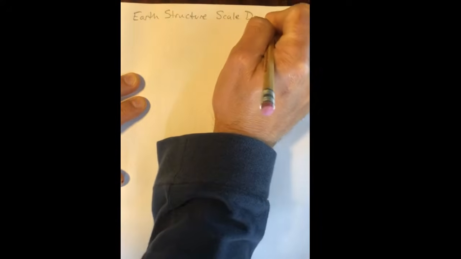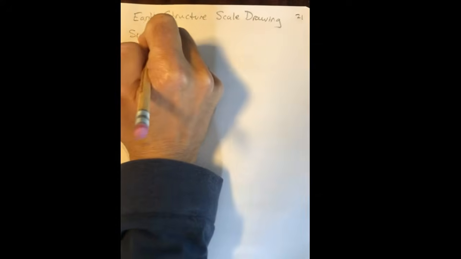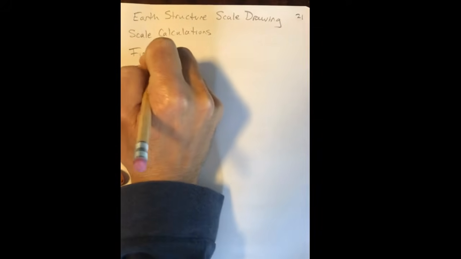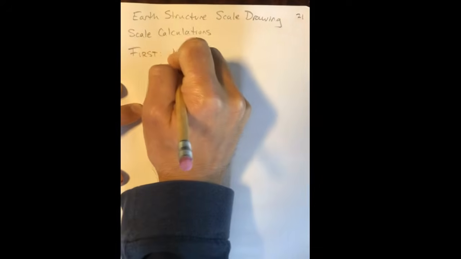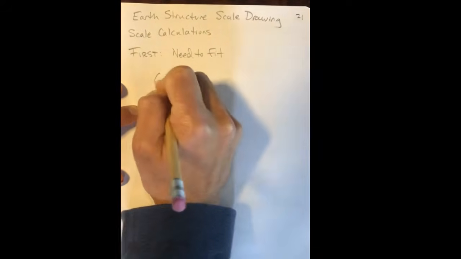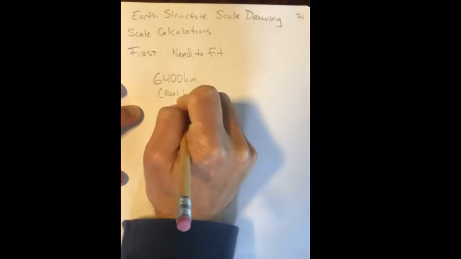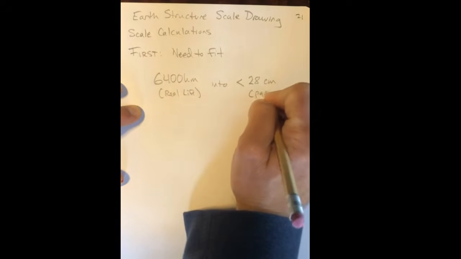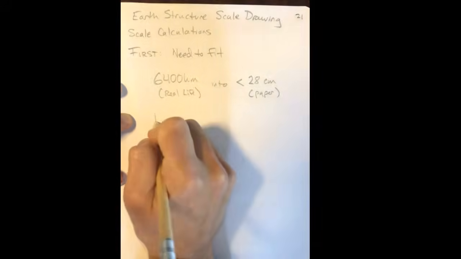I'm going to do some calculations in my notebook. First step always is to put a title in my notebook: Earth Structure Scale Drawing, Scale Calculations. Now I need to determine the scale. In this case, I want to fit 6,400 kilometers in real life into less than 28 centimeters on paper.